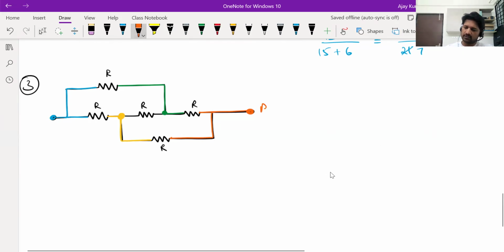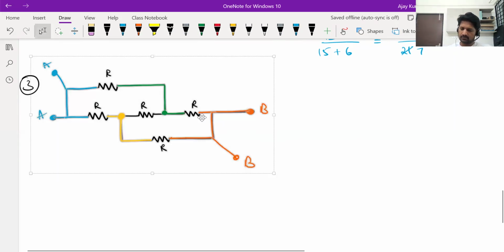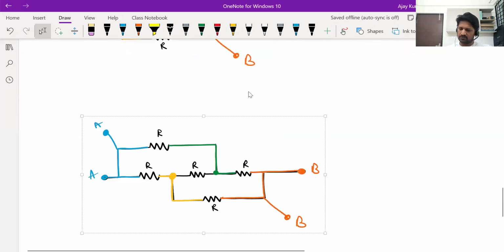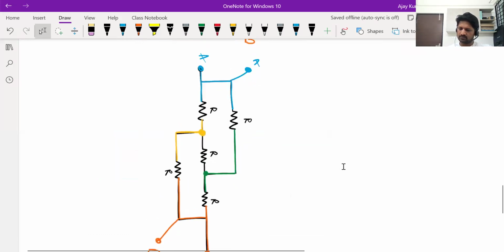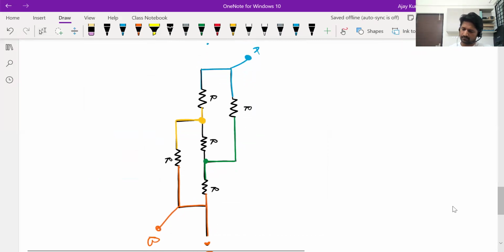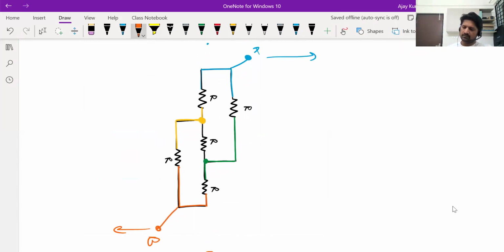And see, as I said, it doesn't matter whether you take the point B here or here. And same A could be here, it could even be here. Doesn't matter. So it's just a matter of visualization. Yeah, you can take it somewhat like this. Pull A to the right side, pull B to the left side. Then what will happen? These two will become the left side resistors. These two will become the right side resistors, and this will become the middle resistor.